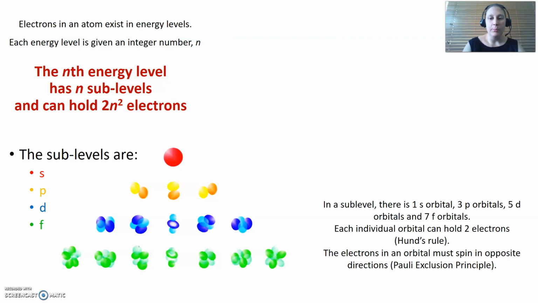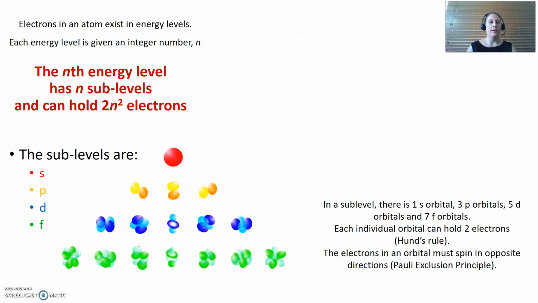In each of those sublevels, you've got 1 s orbital, which is just round in shape, 3 p orbitals because they point in different directions. You've got one along the x-axis, one along the y-axis, and one along the z-axis. You've got 5 d orbitals and 7 f orbitals. Okay, so each individual orbital can hold 2 electrons, so the s orbital in total can have 2 electrons. The p orbitals, because there's 3 of them with 2 each, can hold 6 electrons. The d orbitals can hold 10 and the f orbitals can hold 14 because there's 7 of them.